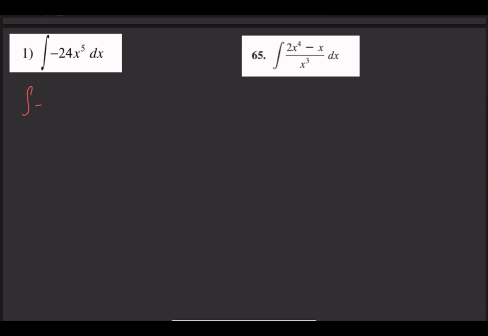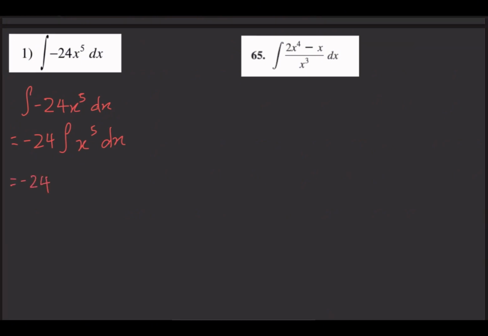We have the integral of negative 24x to the power 5 dx. First of all, remember that we have a constant multiplier which we can take out. So negative 24, the integral of x to the 5 dx. Now, remember the power rule. So we get negative 24 multiplied by x to the power 6, because 5 plus 1 is 6, and divide by 6.